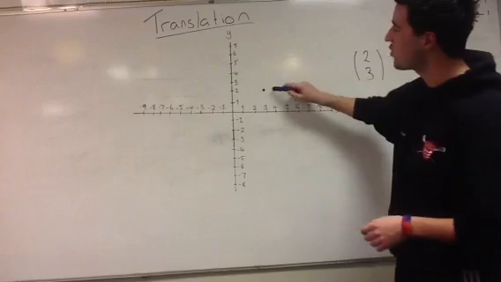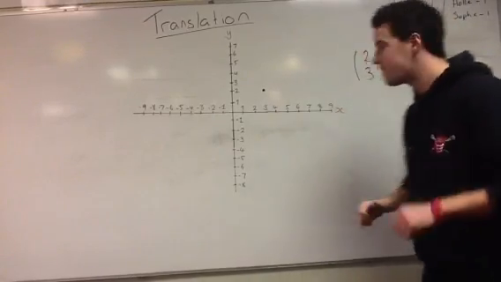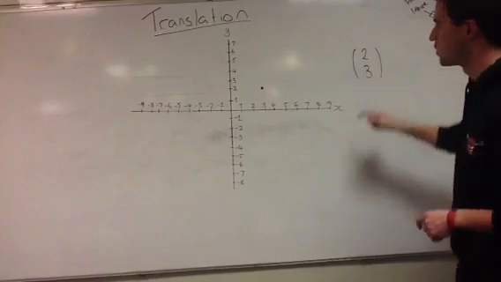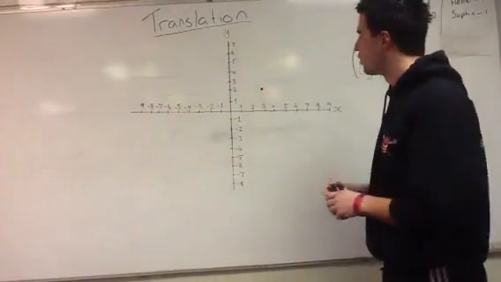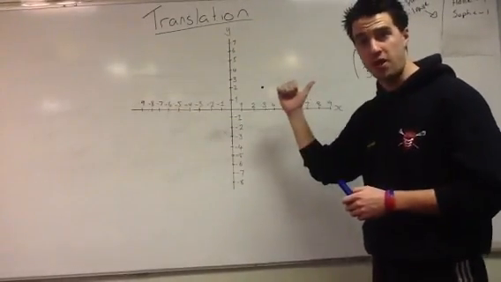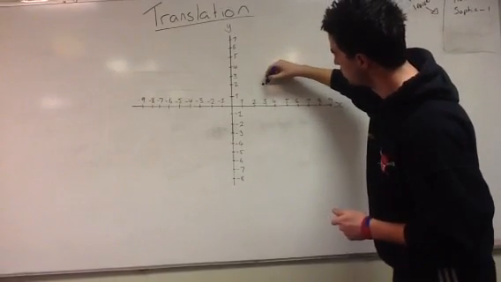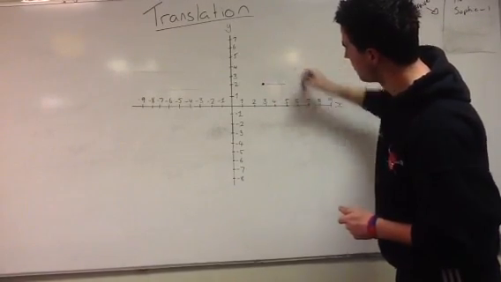So I would like to translate this dot via the vector 2, 3. So I'm going to start with the top number 2. So I need to go either left or right. Well, 2 is a positive number, so I'm going to go to the right. And I'm going to go to the right 2. So it's going to be 1, 2. So I'm going to draw a dotted line. So I'm going to go from the 3 to the 5.